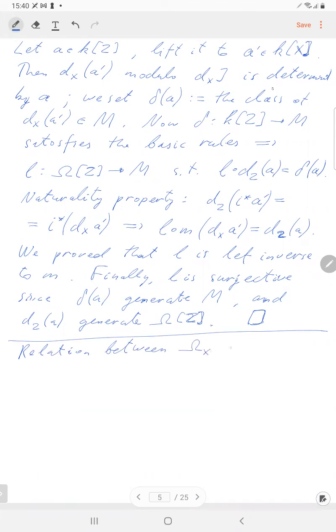Omega f and the cotangent space at any point. So the proposition is that the fiber at any point equals the cotangent space at this point. Okay.